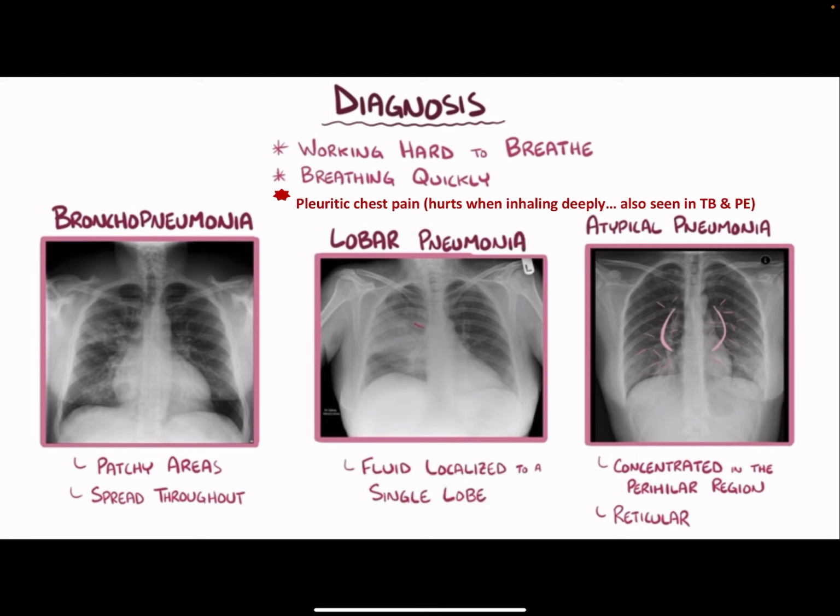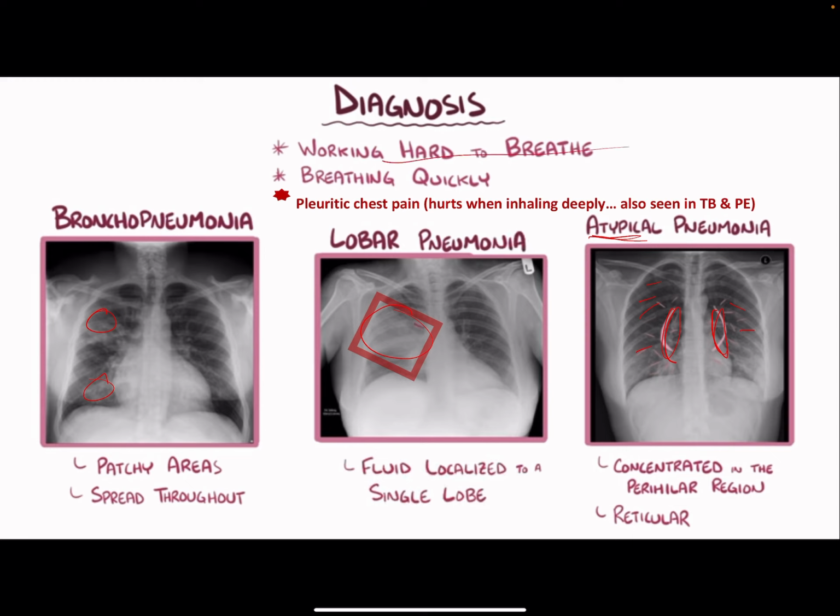On the chest x-ray, bronchopneumonia is going to show patches spread throughout the lung. Atypical pneumonia is going to look like interstitial fibrosis. It's honestly really difficult to tell apart. Atypical is interstitial, and it's the same as interstitial fibrosis. They all have these reticular-like opacities, with a concentration in the hilar regions, though. But again, it's very difficult to tell apart. You probably need more information in the vignette. The lobar pneumonia is probably the easiest to tell. It's concentrated to a single lobe.